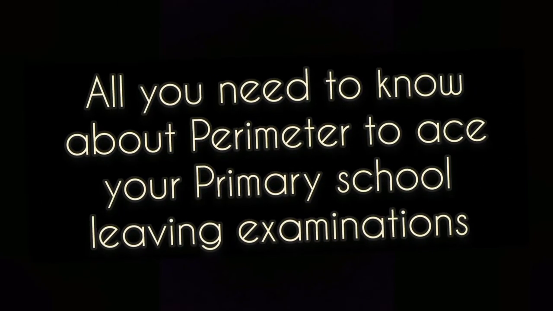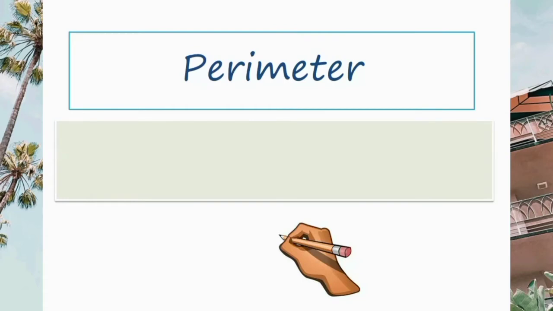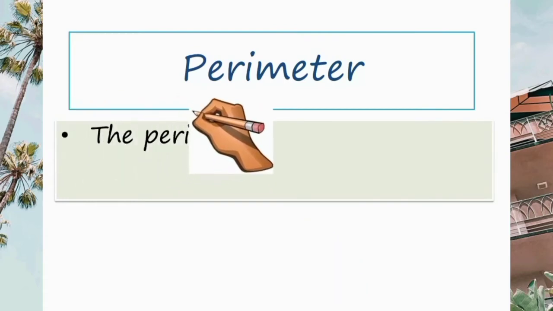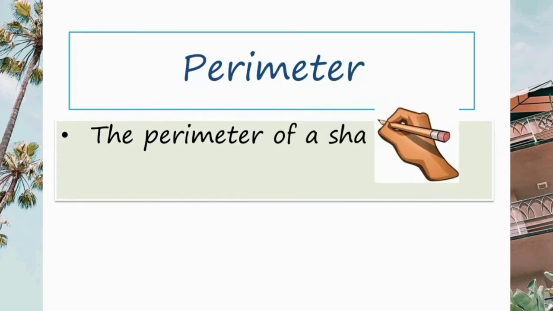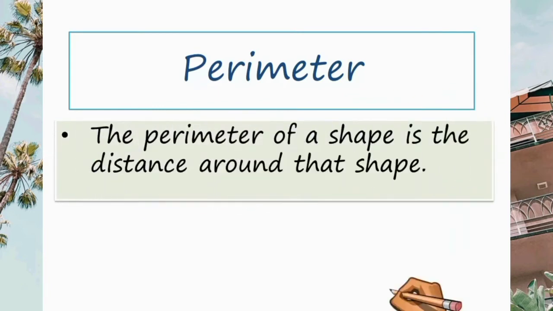Today we'll be talking about all you need to know about perimeter to aid you in your primary school leaving examinations. So let's get into this video. Okay guys, so today we'll be looking at perimeter. Before we move on, we have to understand what perimeter is. The perimeter of a shape is basically the distance around that shape.